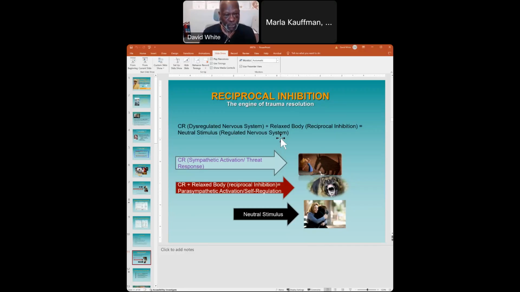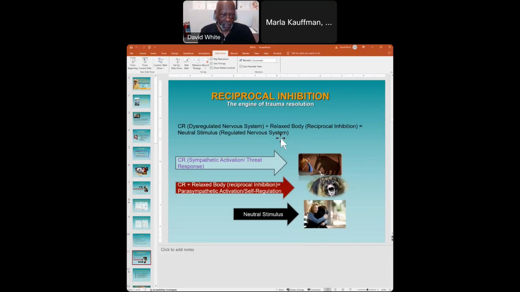So what reciprocal inhibition is doing, it's taking the constricted muscles and bodies that exist when you are in this conditioned response state. When you're in this dysregulated state, your nervous system is activated and you're in what's called the sympathetic dominant body. You pair relaxed muscles now with that situation.